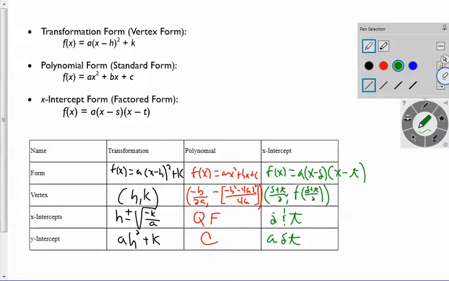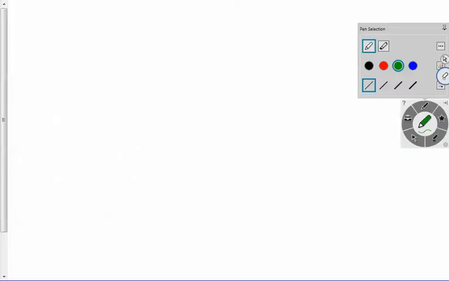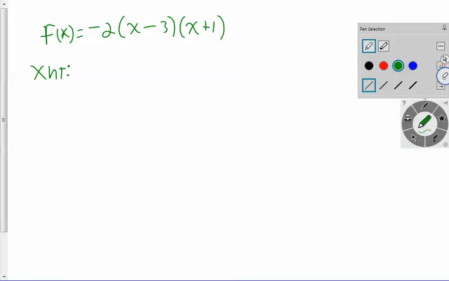All right, so if we had a function like f of x equals negative 2 times (x minus 3) times (x plus 1), I want to find the vertex and the x and y intercepts for all of that. Looking at this, the x-intercepts are x equals 3 and x equals negative 1. Where did the negative 1 come from? Because in the generic form, this is a minus, if that makes sense.